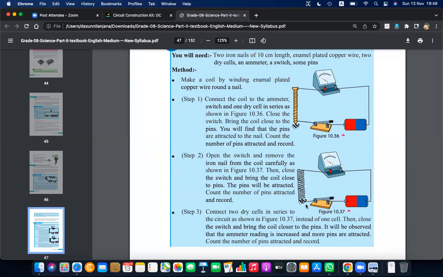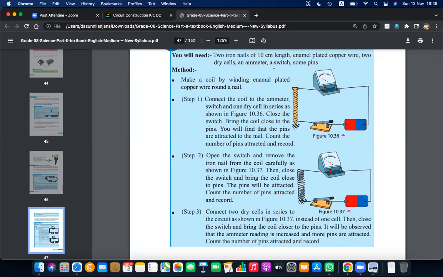And you can see by placing small pins, maybe file clips or pins nearby, when you switch this on, when you provide the power, the coil will be magnetized. Then the pins will be attached, but lightly, right? It's very lightly.